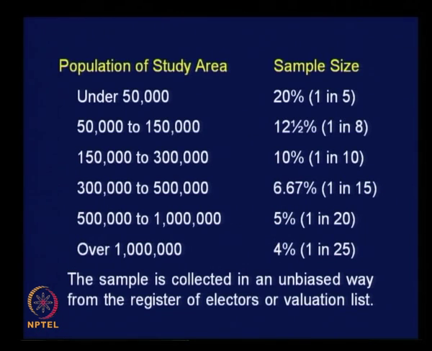Of course, the sample is collected in an unbiased way. You would have studied about unbiased sample, random sampling process, right, from the register of electors or valuation list. Electoral rolls or valid sources, or you can look for other records like valuation list, means it is a list of valuation of properties, or taxpayers list, and so many sources are available, and you can pick the sample based on the information available in those lists. For our conditions, electoral rolls are much better because they are updated frequently.